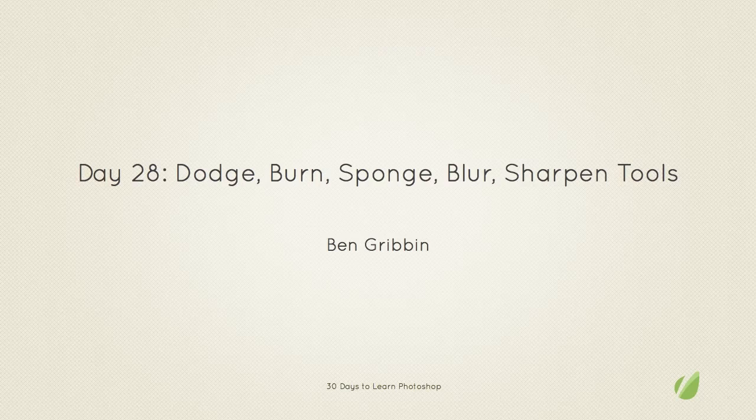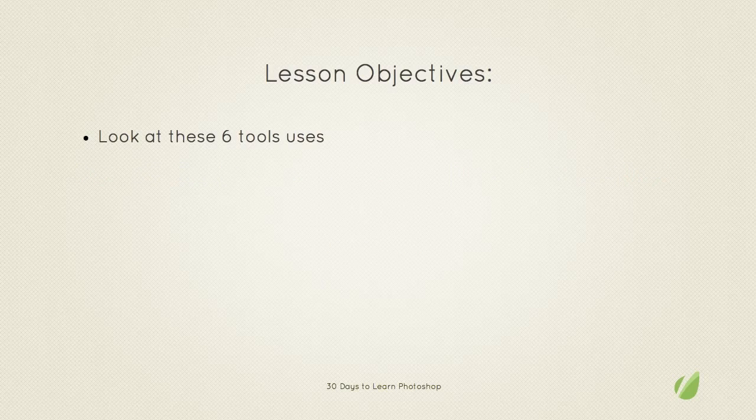This is the Dodge, Burn, Sponge, Blur, Sharpen and Smudge tools. My name's Ben Gribbin, and in today's lesson we're going to look at these 6 tools and how they are actually used in Photoshop. So to do that we're going to need to go to Photoshop.